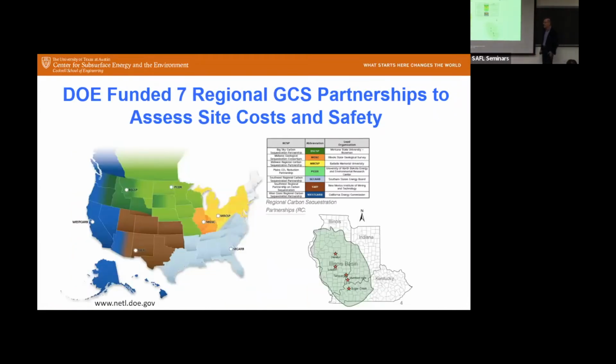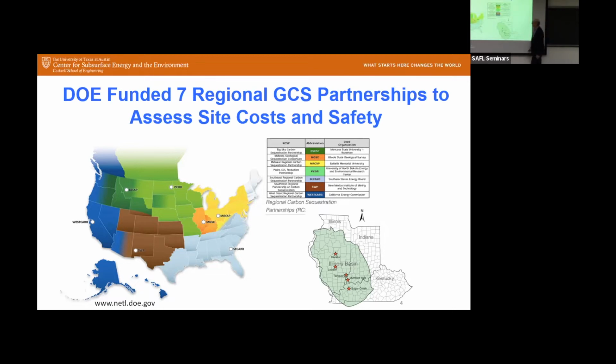So in the mid-2000s, the DOE funded 7 regional GCS partnerships to look at geological carbon sequestration. And they wanted to assess site costs and safety. Regional means that these different sites were located in different regions of the US. They did that both because there were geological differences, but mainly because they wanted different parts of the US to get money, so all the senators and congressmen were happy.